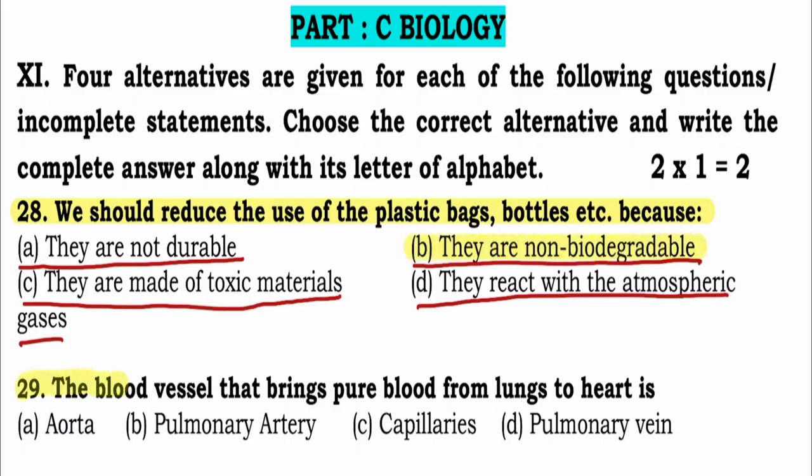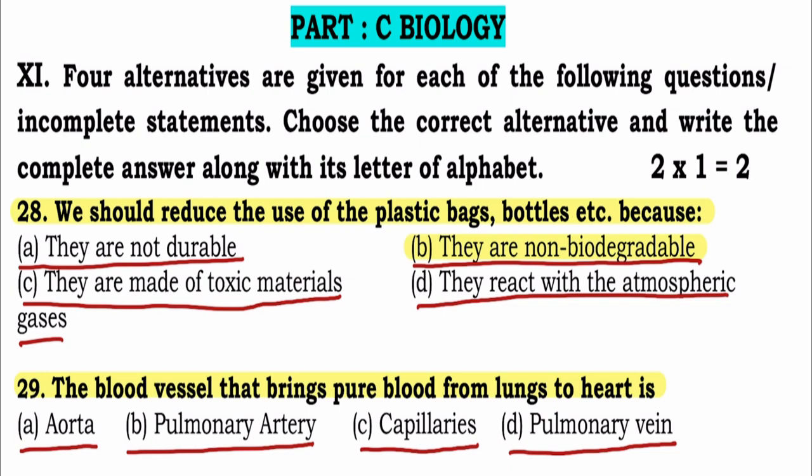29th. Name the blood vessel that brings pure blood from lungs to heart. Option A, aorta. Option B, pulmonary artery. Option C, capillaries. And option D, pulmonary vein. So before saying the answer for this question, let's move to this diagram.